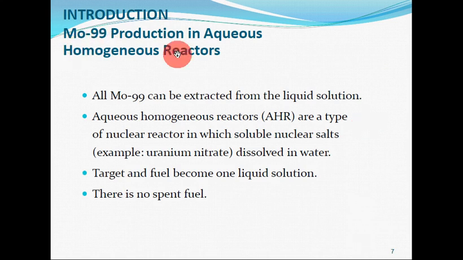Molybdenum-99 production in aqueous homogeneous reactor. In this reactor, all molybdenum-99 can be extracted from the liquid solution. Aqueous homogeneous reactors, or AHR, are a type of nuclear reactor in which soluble nuclear salt, for example uranium nitrate, is dissolved in water. Target and fuel become one liquid solution. There is no spent fuel.